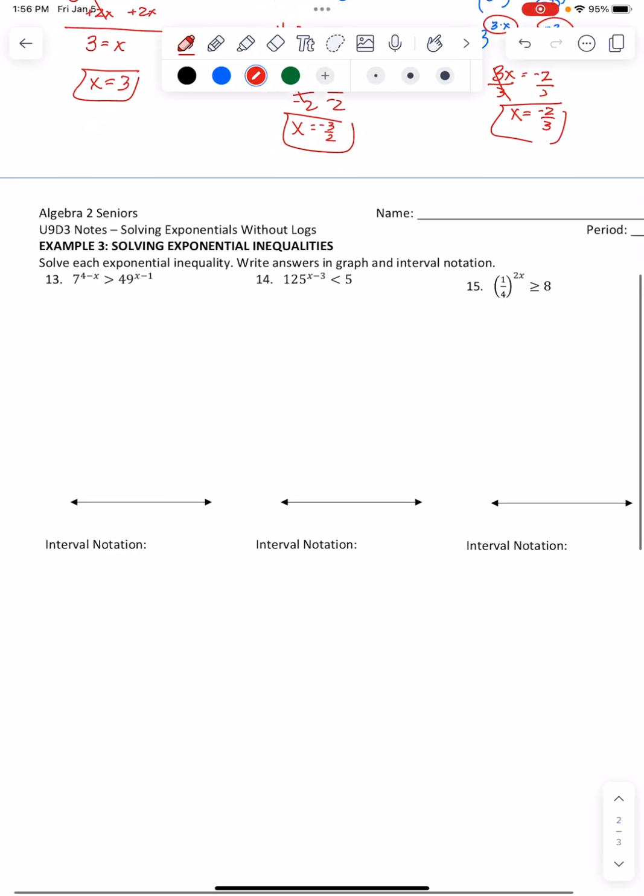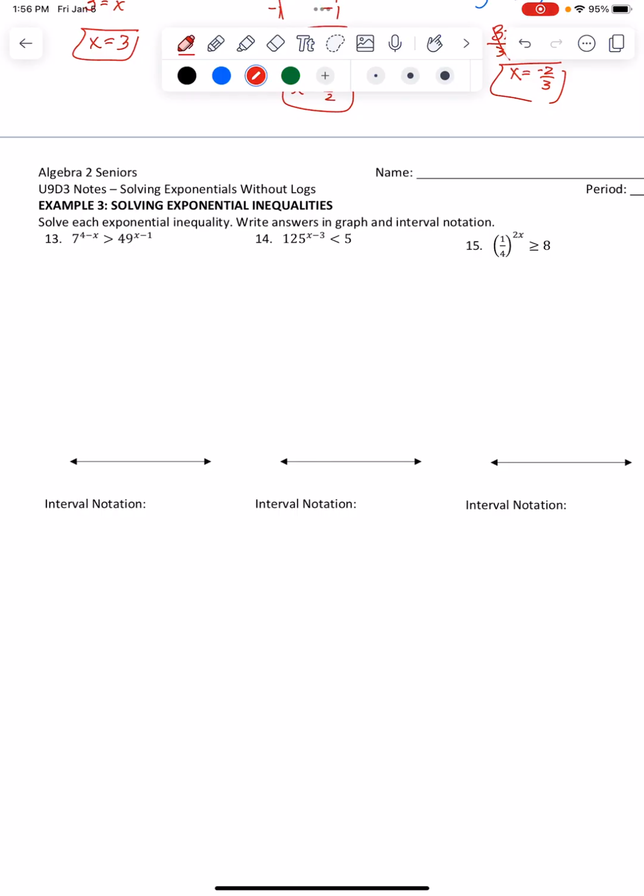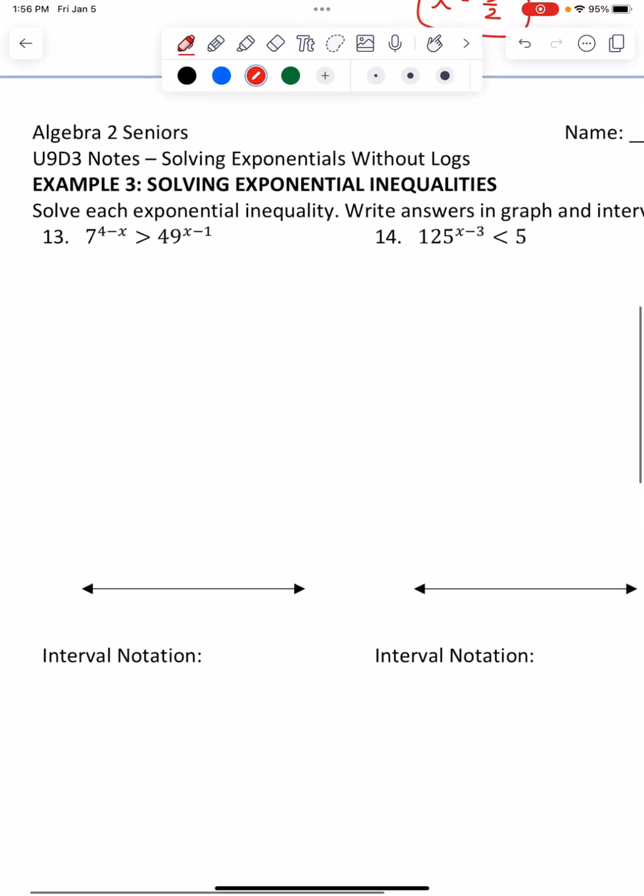And then the last few here, it's going to be basically the same thing, except now we're dealing with inequalities. So we're supposed to solve and then write our answers in graph and interval notation. But it's the same process as what we just did, okay? So trying to make both sides be the same base. So in 13, we can rewrite this 49 to be 7 squared. So 7 squared, right? And then that's being raised to the x minus 1 power.